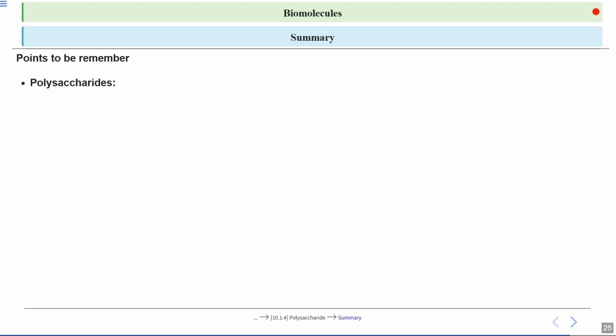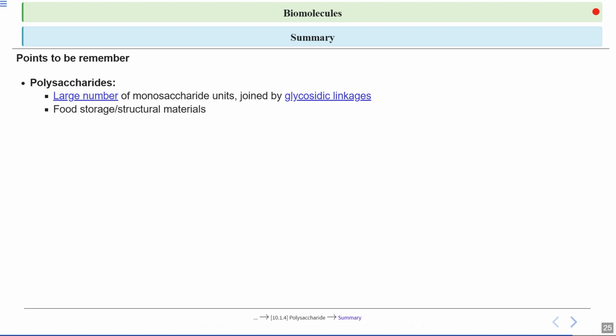Polysaccharides, we talked about, are made up of a large number of monosaccharide units joined by glycosidic linkages. These are simple sugars like glucose, and they join together by a special bond called a glycosidic linkage. Polysaccharides serve two main purposes. They act as food storage material and as structural materials in living things. Some common examples of polysaccharides include starch, cellulose, and glycogen.